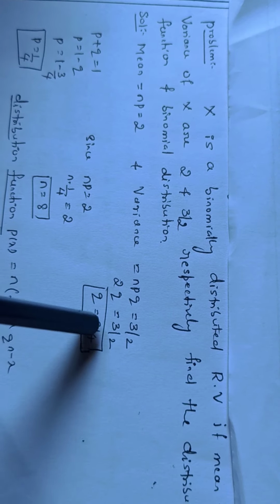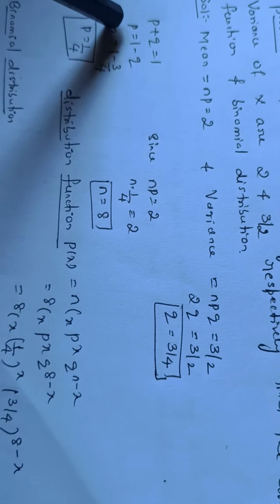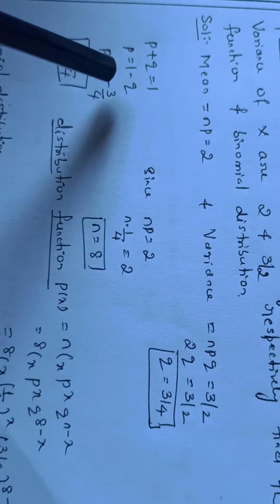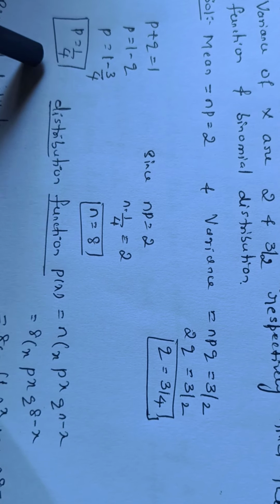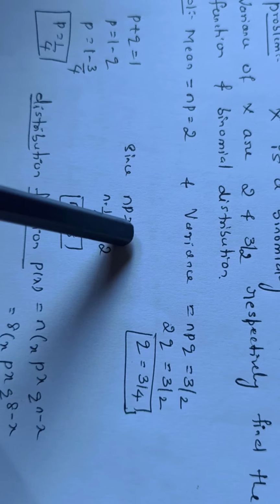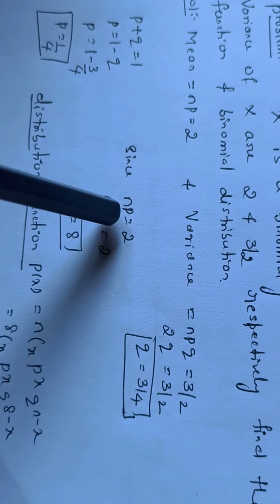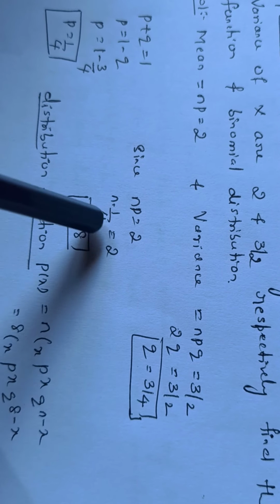So you know the value of q now. To find the value of p, you can use the formula p plus q is equal to 1. From this, p is equal to 1 minus q. Substitute the value of q as 3 by 4, so the value of p is 1 by 4. Since mean np is equal to 2, from this you can find the value of n. Substitute the value of p as 1 by 4, that is n into 1 by 4 is equal to 2. So n is equal to 8.